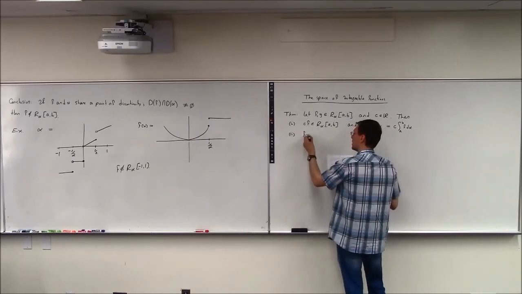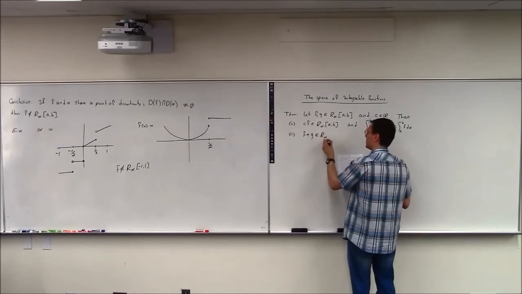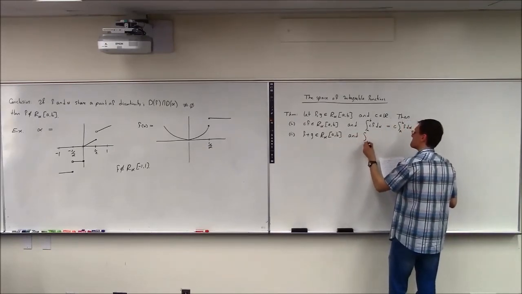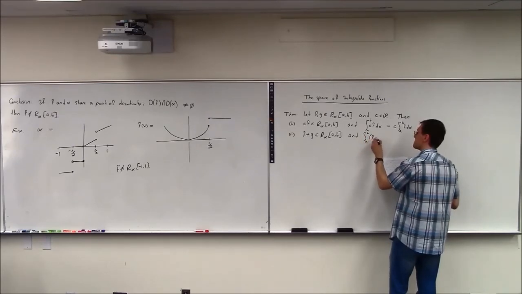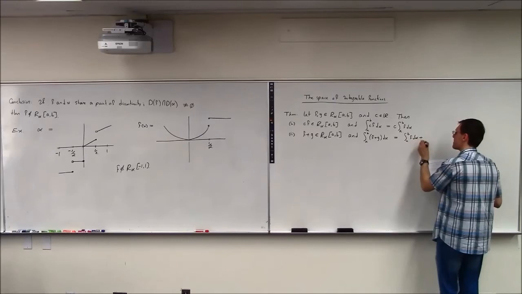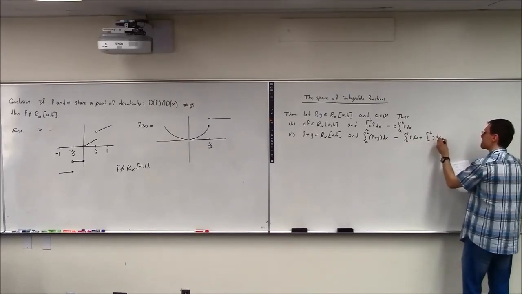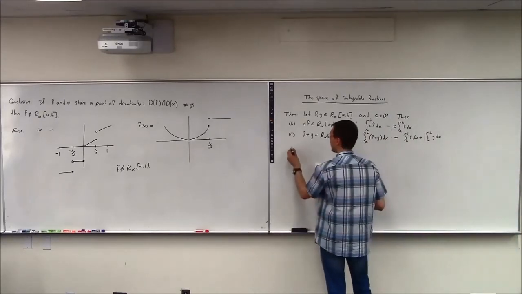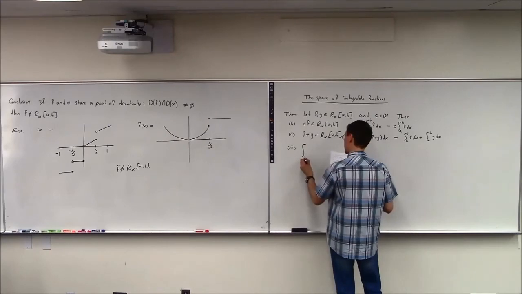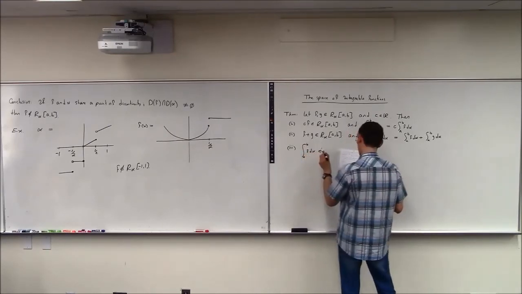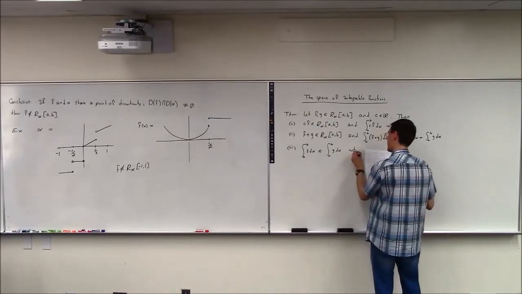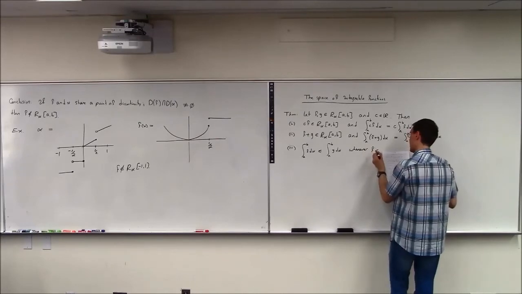Two, f plus g is also going to be Riemann integrable if f and g are. And third property, the integral from a to b of f d alpha is less than or equal to the integral from a to b of g d alpha whenever f is less than or equal to g.